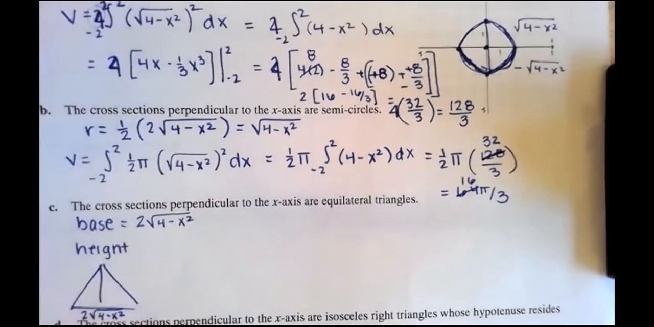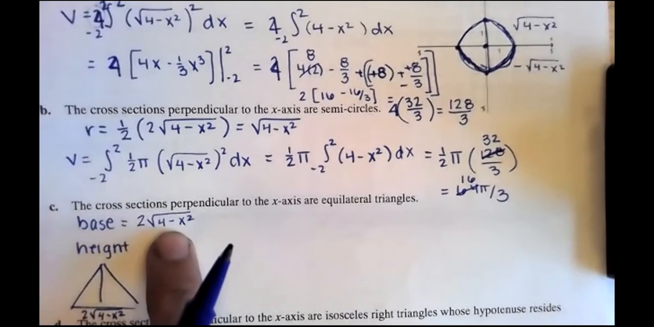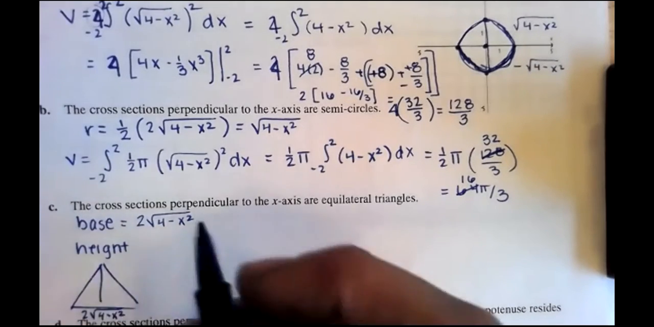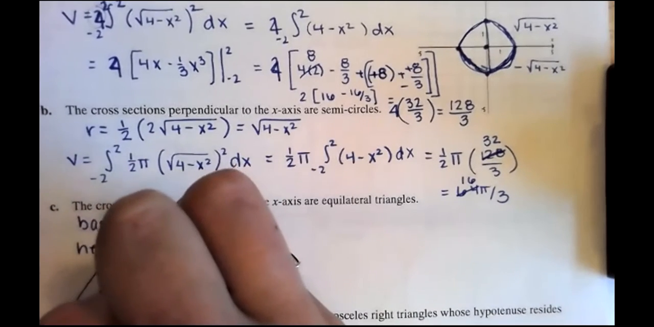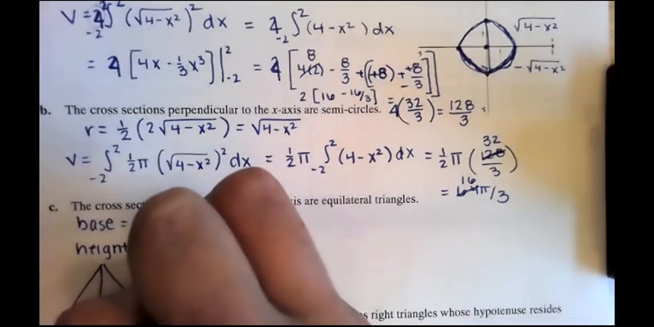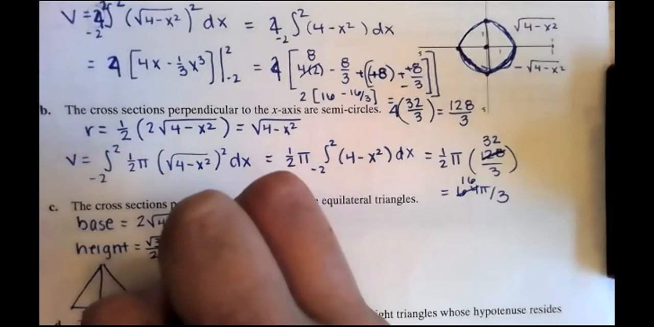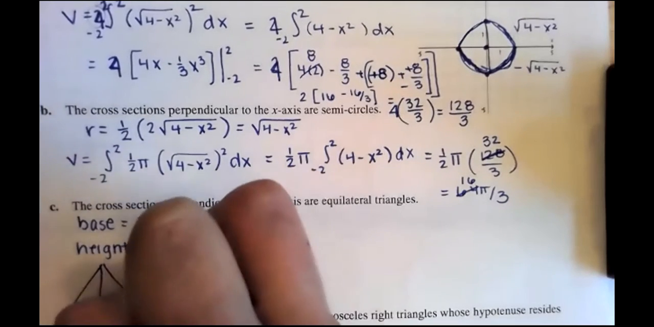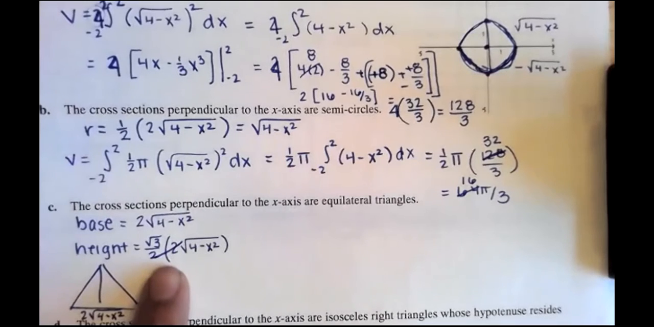And then your height is always going to be half of that times root 3. So it's going to be root 3 over 2 times the base. And again, kind of nice, your 2's cancel out.